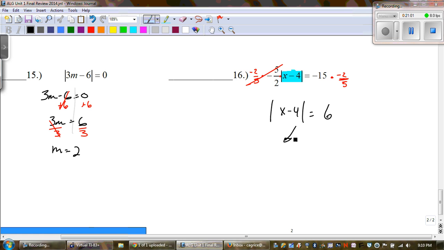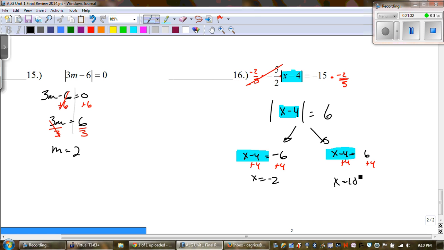Okay, since it's a positive number, we're going to have two answers. Remember that x minus 4 stays the same, and we have it equal to a negative 6 and a positive 6. Okay, so we're going to add 4 to both sides. And then we get x equals negative 2. And then when we add 4 to the right side, 6 plus 4, 10. So our answers are negative 2 and 10.